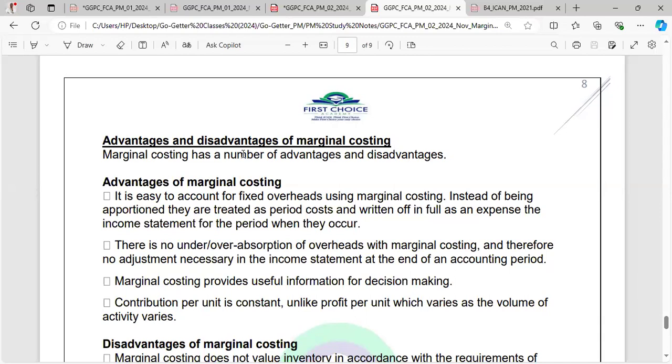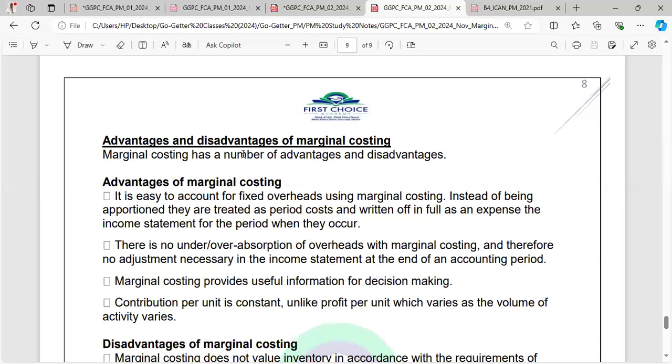Why is profit not constant? Because if your contribution increases and your fixed cost is not increasing, is stagnant, your profit will increase. Profit per unit will change. Profit per unit is not constant. This is because fixed cost per unit is not a constant thing. Fixed cost per unit is not constant, but fixed cost in total terms is constant.